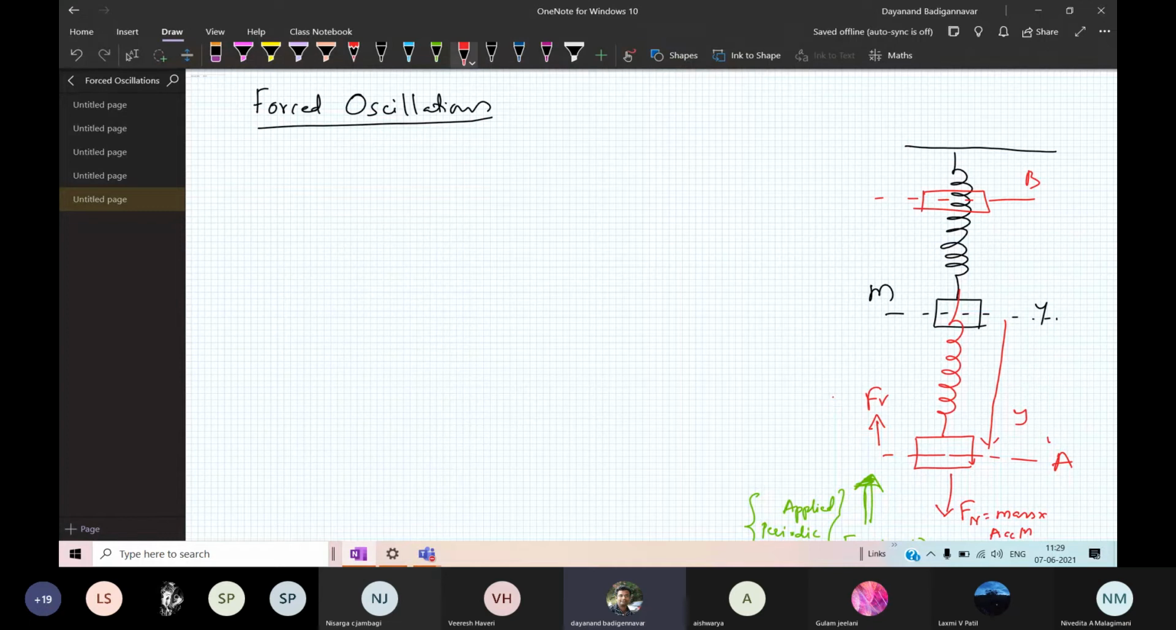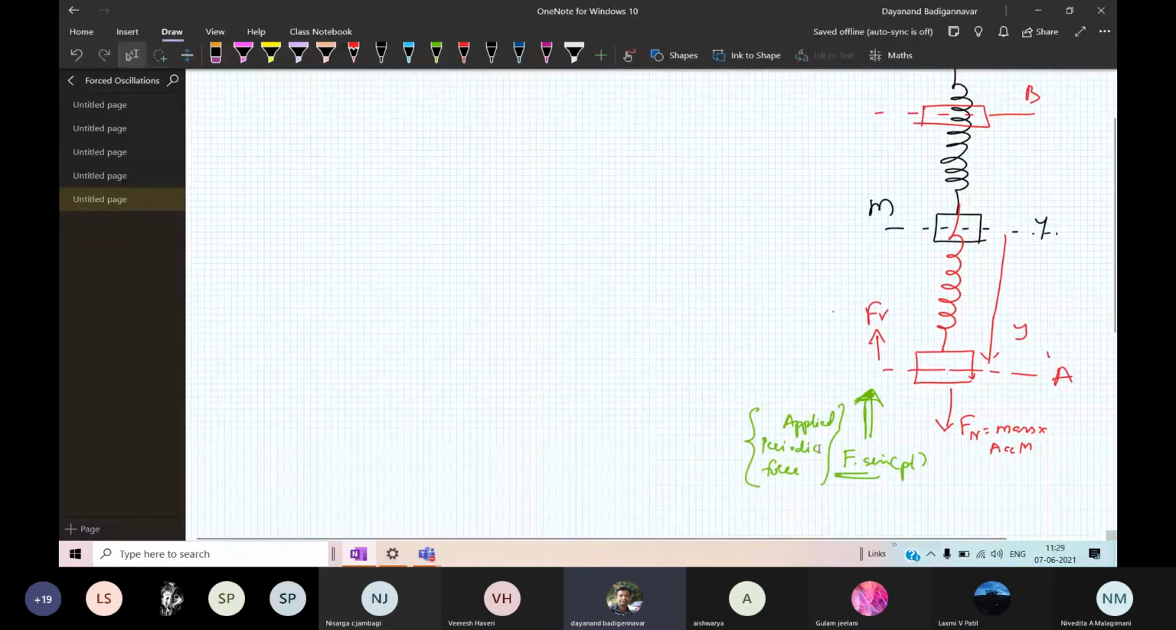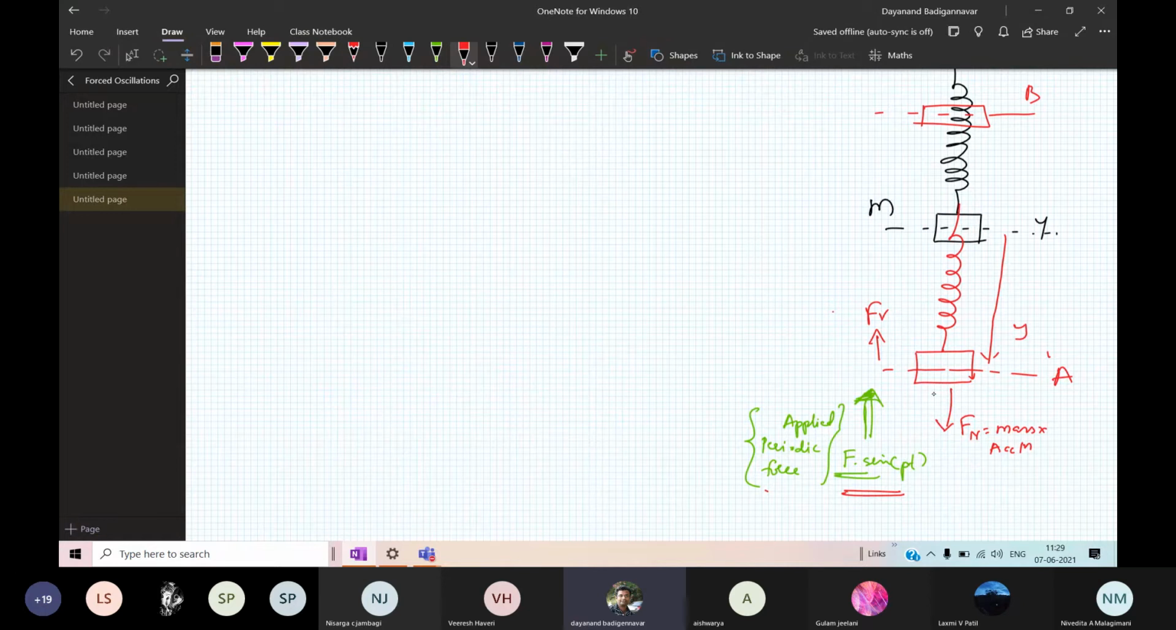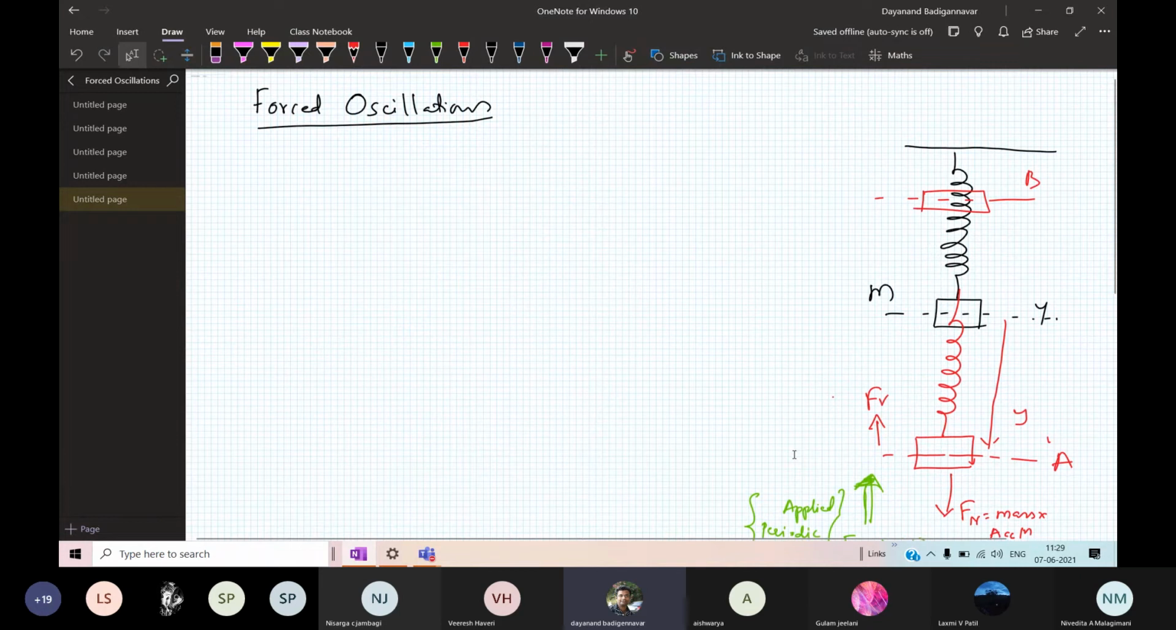Before it comes to a halt, what I have to do is apply a force. Which type of force? The periodic force. This force I have to apply in a periodic manner. So once I apply the force at regular intervals, the mass keeps on oscillating. Okay, this is the concept that I have. So write down all the forces that you have.